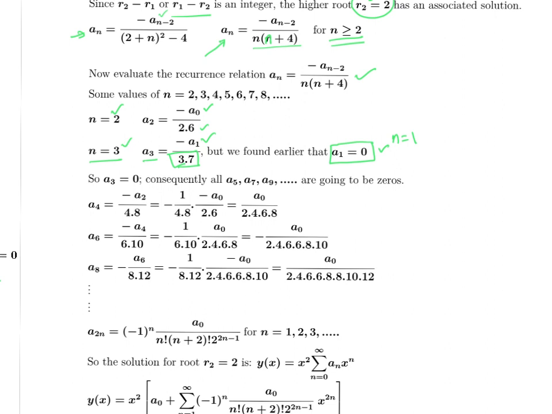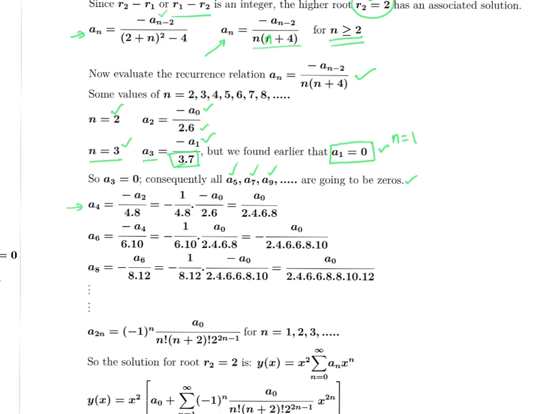And similarly, a sub 5 is going to be 0, a sub 7, a sub 9. That means all the odd subscripted coefficients are going to be 0. So we don't have to do those calculations. So from now on, we are going to do the calculations only for even subscripted values.